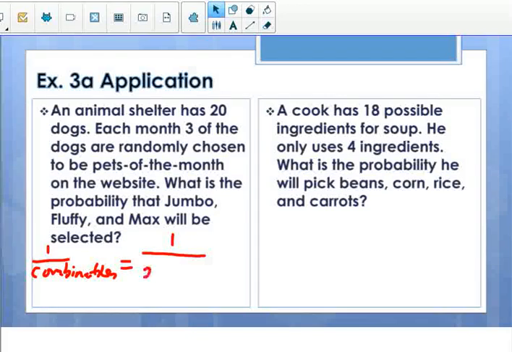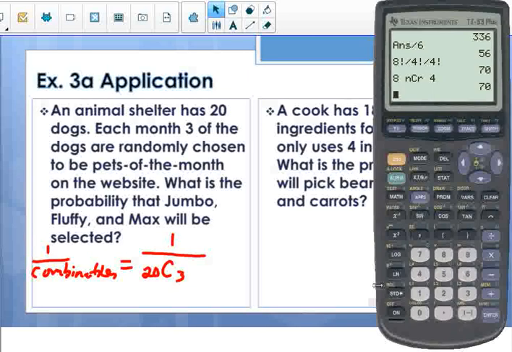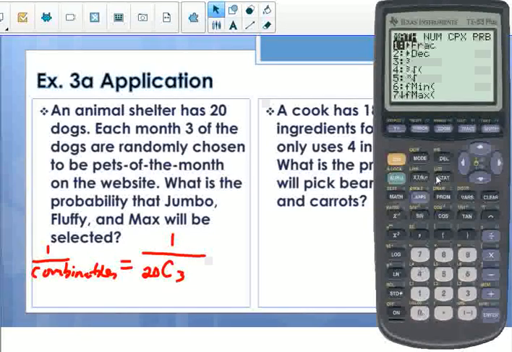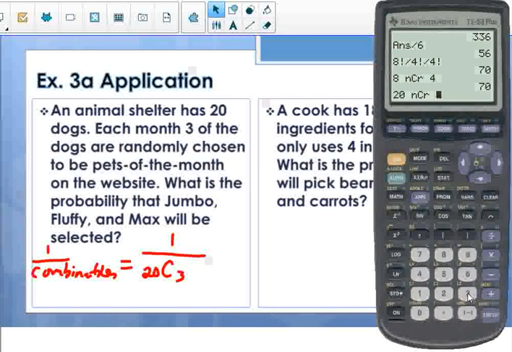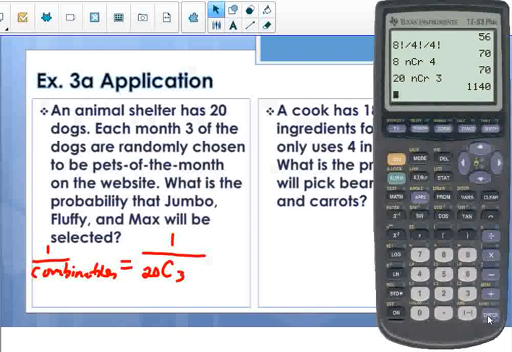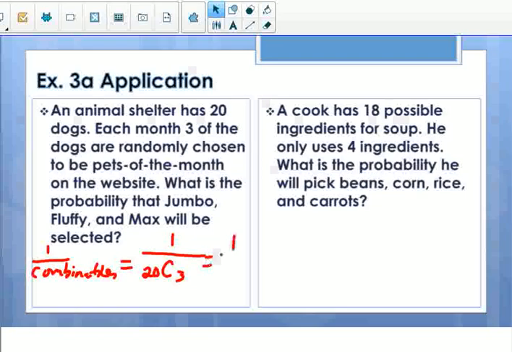Well, we have 20 combination. We're just doing each month 3 of the dogs, so it would be 3. So if I were to come to my calculator, I can easily go 20, hit the math button, hit number 3, and we're just choosing 3 dogs. And hit enter, you have 1,140 as your probability here. So probability 1 over 1,140 chances of that happening, that Jumbo, Fluffy, and Max will be selected.